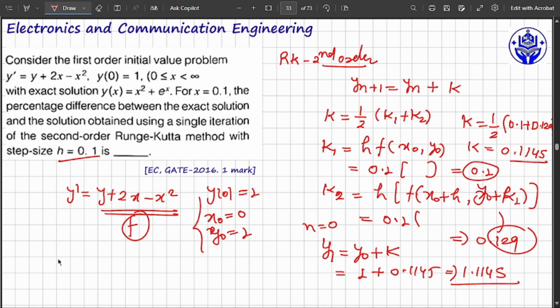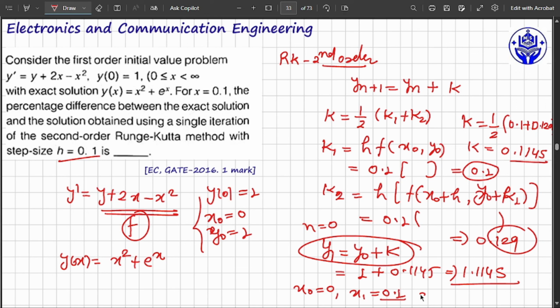Now, the exact solution is given as y(x) equal to x square plus e to the power x. What is the solution at this point? What is x here? x0 is equal to 0, then x1 is 0.1, because 0 plus 0.1, which is x0 plus h. So it is 0.1 square plus e to the power 0.1. Then the value is something like 1.1152.